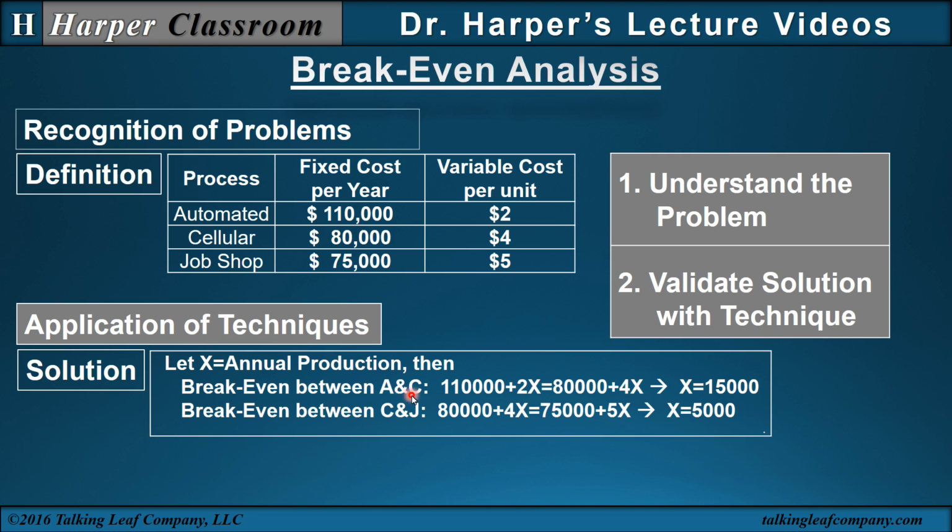So between automated and cellular, we bring the fixed cost down, we bring the variable cost times X, our annual production, solve for X, we get our 15,000. Between cellular and job shop, we bring our fixed cost down, we bring our variable cost down times X, solve for X, we get our 5,000. So this is in line with our understanding. Both of these have to go together, because if our solution from our mathematics does not match our understanding, then something's wrong. Either our understanding is wrong or our mathematics is wrong. Both of these have to go together.